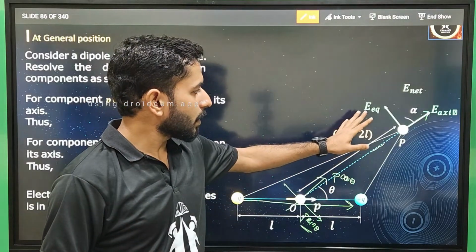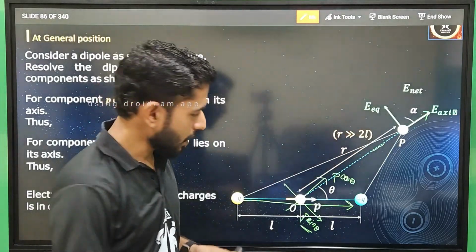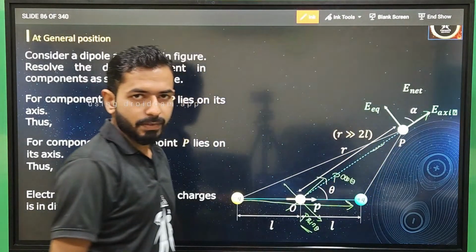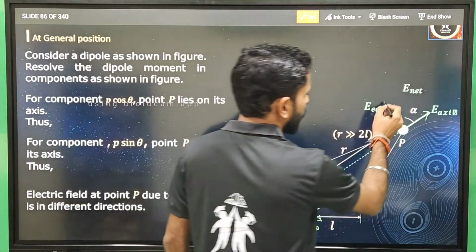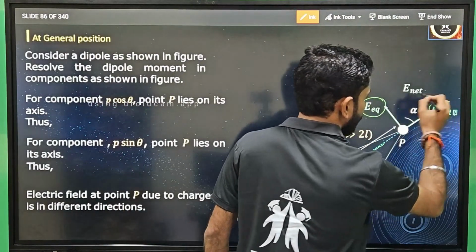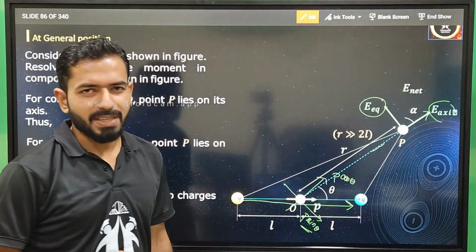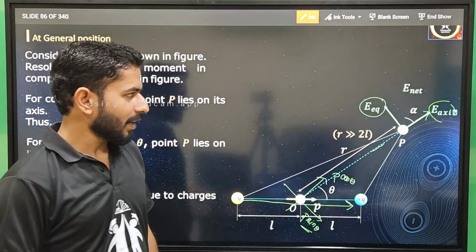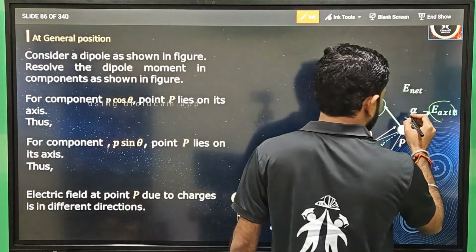It will be reversed to the direction of the dipole. If this is the direction of the dipole, I can say this will be the direction for the electric field. Correct? So I got my two components of the electric field. Now basically the question has reduced to resolving two vectors again. Now we can resolve easily, and see how we will do that.